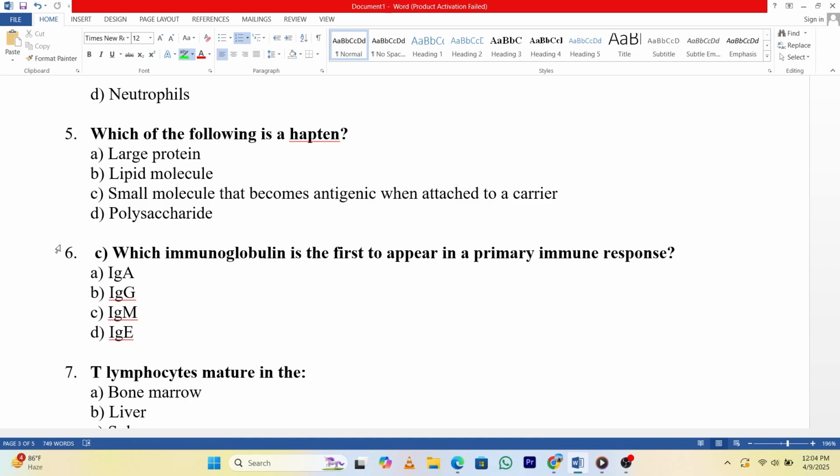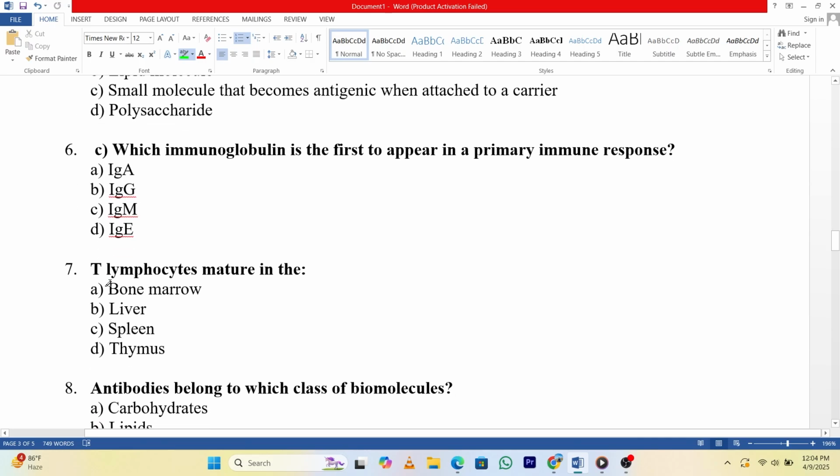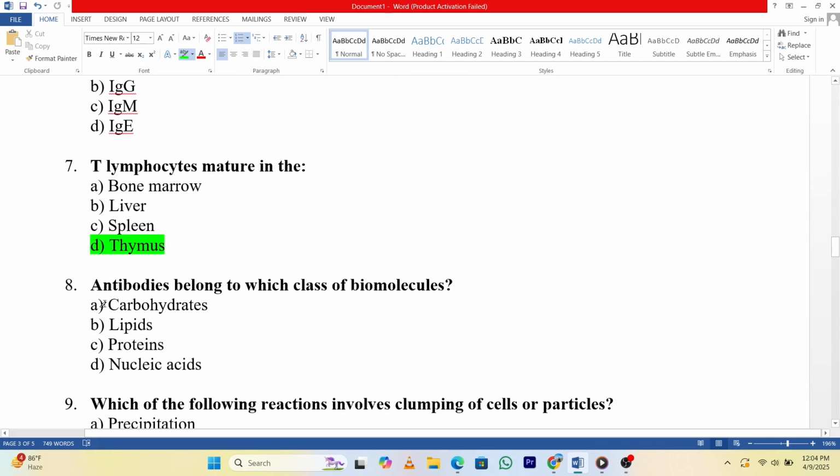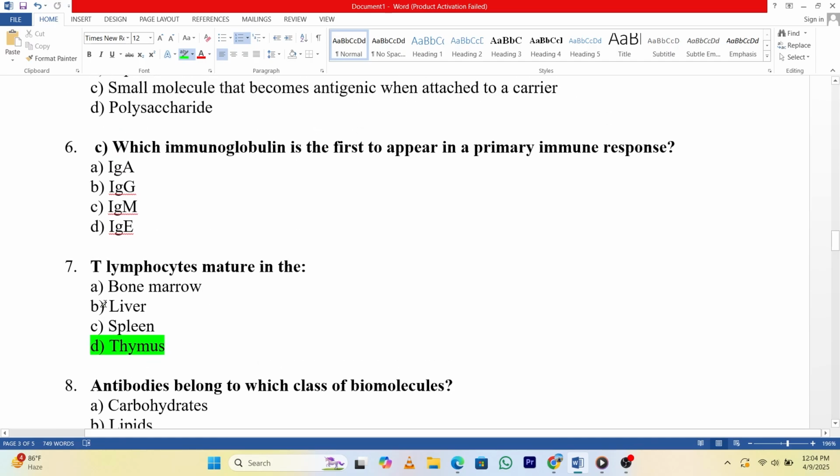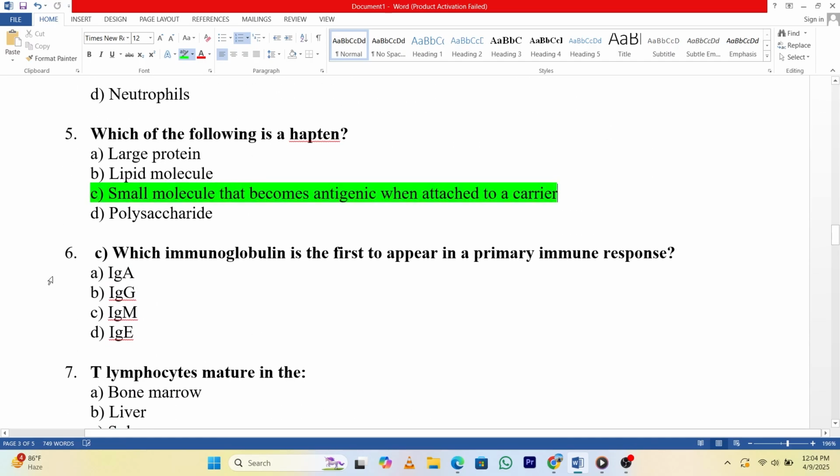IgM. 7. T lymphocytes mature in the: A. Bone marrow. B. Liver. C. Spleen. D. Thymus. Answer D. 8. Antibodies belong to which class of biomolecules? A. Carbohydrates. B. Lipids. C. Proteins. D. Nucleic acids. Answer C.